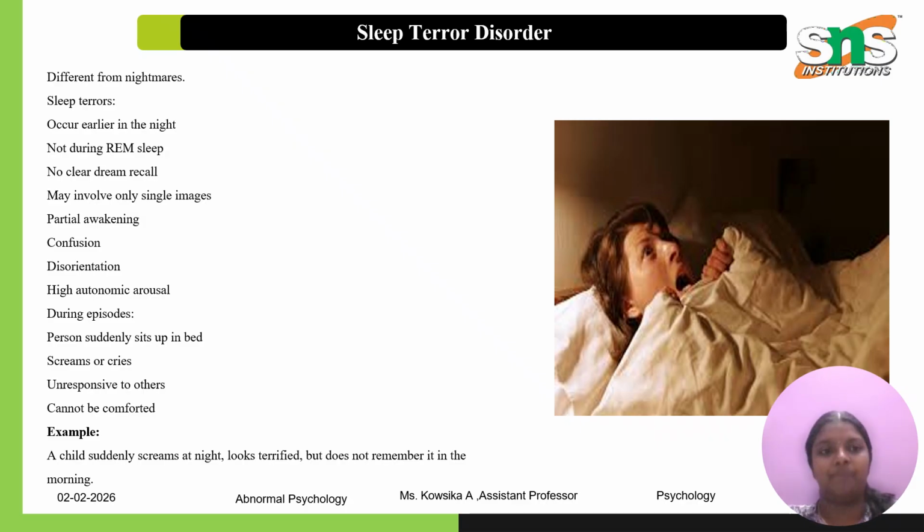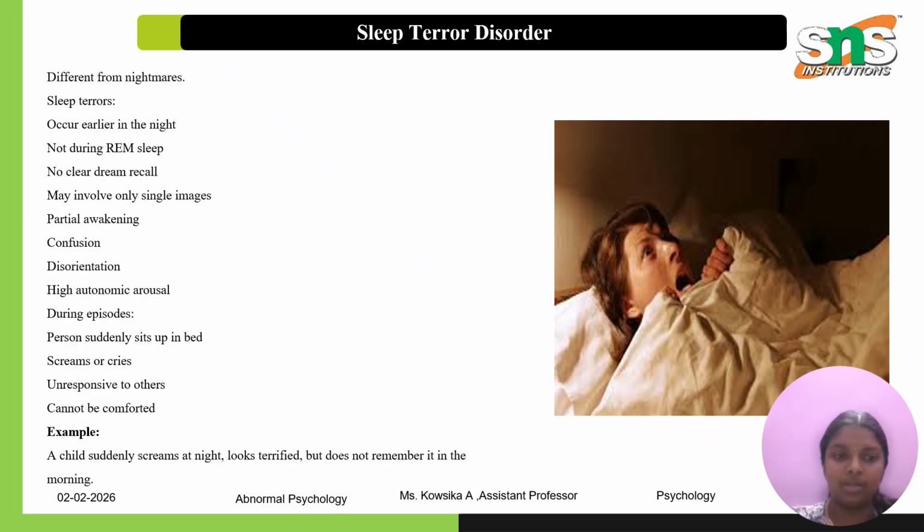The next is sleep terror disorder. It is different from a nightmare. A nightmare is a dream that threatens them. Sleep terror disorders occur earlier in the night, not during REM sleep. We can't recall a clear dream; it may involve only single images. With partial awakening, there will be confusion and disorientation, like where they are, how they are, who they are.